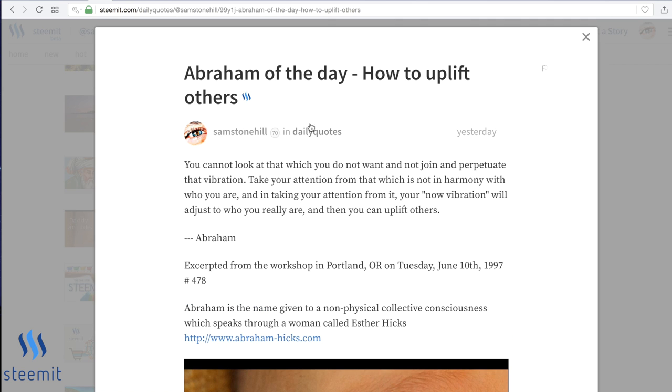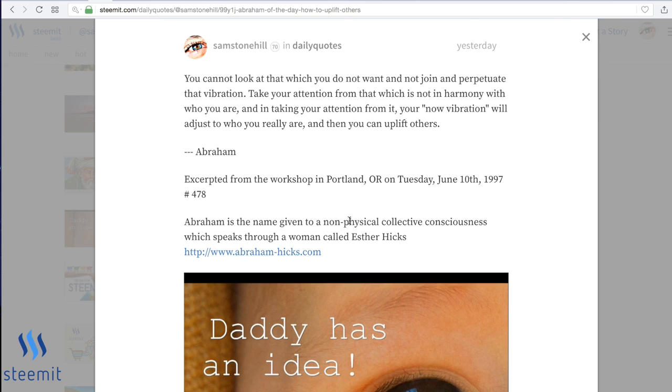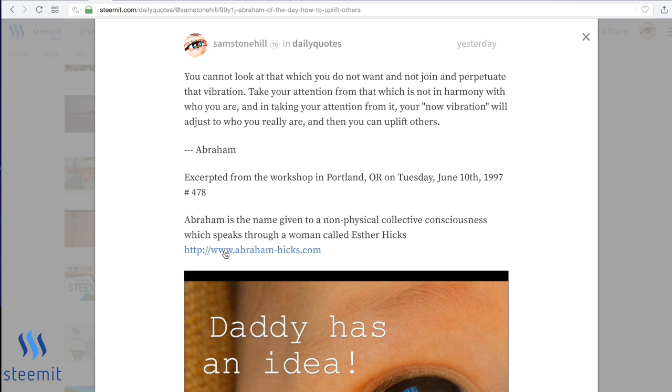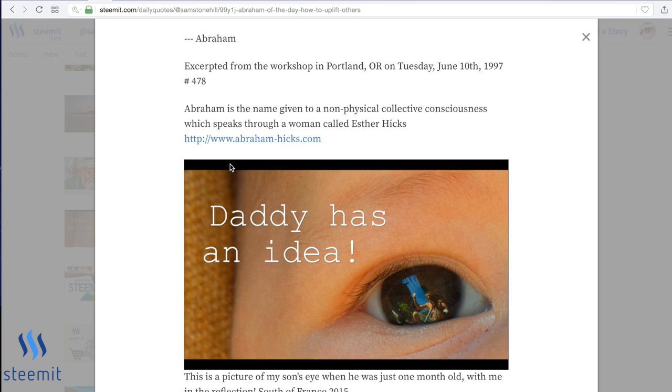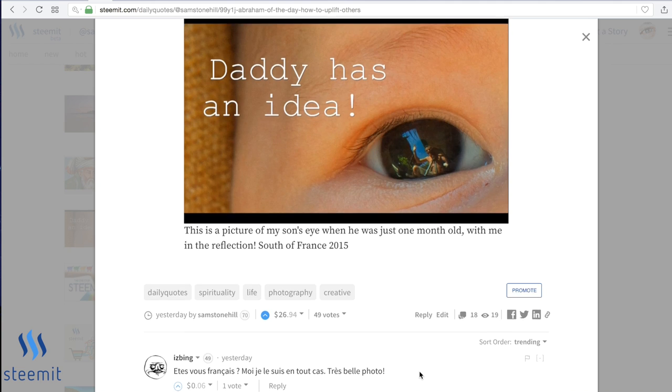So here's a good example. Abraham of the day, how to uplift others. The Abraham quote, you have to quote your source. So if you're using other people's words, you have to say where you got it. And then all I do is I add one photo from my life, which is Esteban's eye with me reflected in it, and a few small words after it. This is a picture of my son's eye when he was just 1 month old, me in the reflection, south of France, 2015. $26, almost 27 since yesterday.